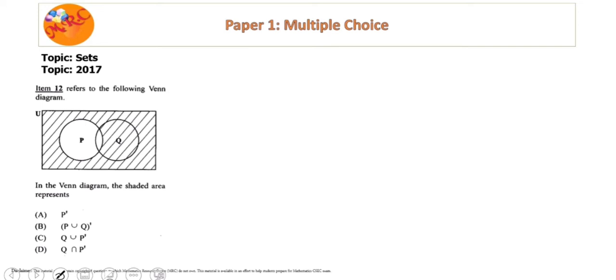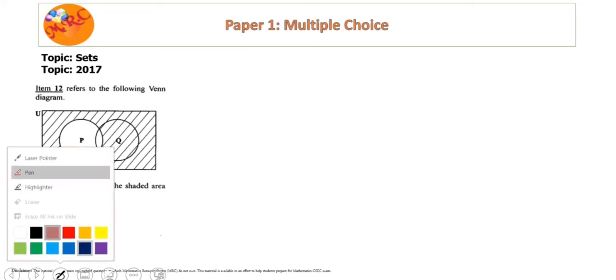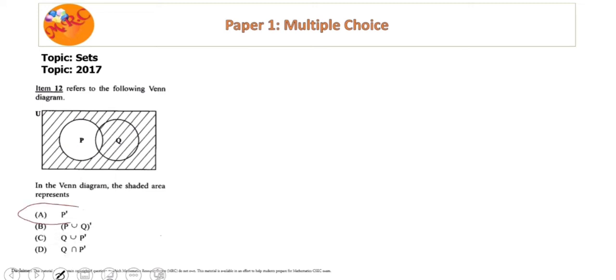Item 12 refers to the following Venn diagram. In the Venn diagram, the shaded area represents... So we're looking at the shaded area. When you look at this, everything is shaded except what is in P. So this shaded area represents P complement, everything except what is inside of P. Alright? So that's it.